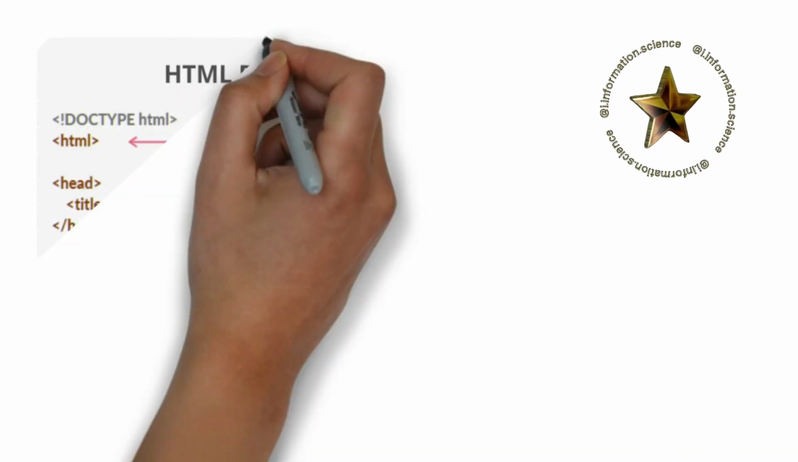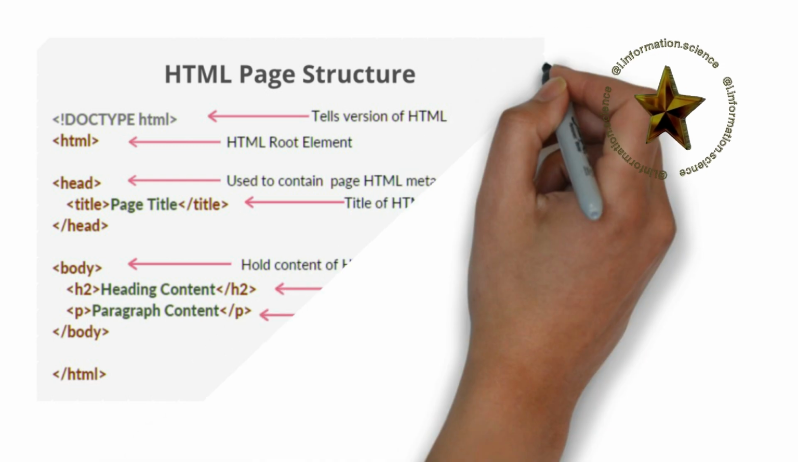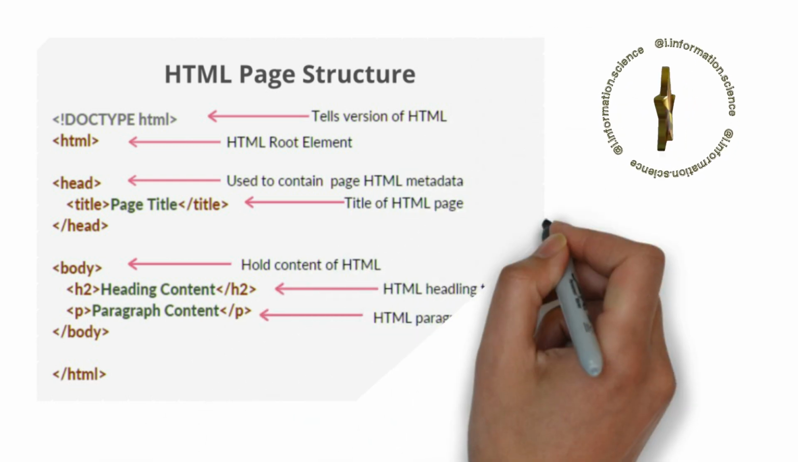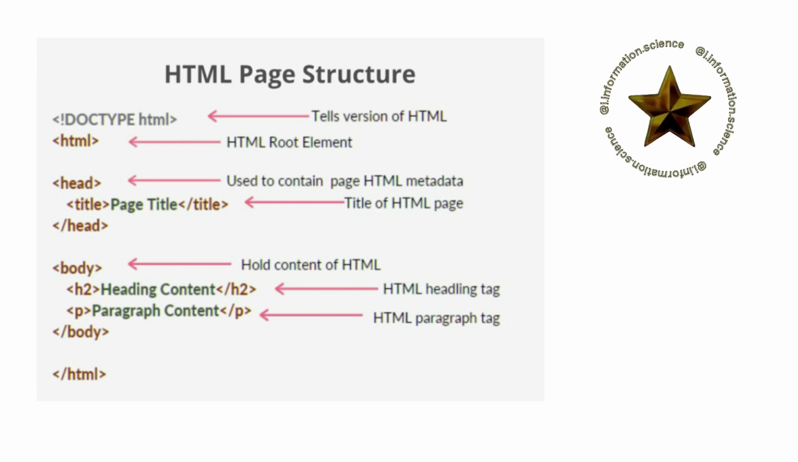This is the example of HTML page structure. Doctype HTML element tells version of HTML. HTML tag is the root element. Head tag used to contain HTML page metadata. Title tag shows title of HTML page.